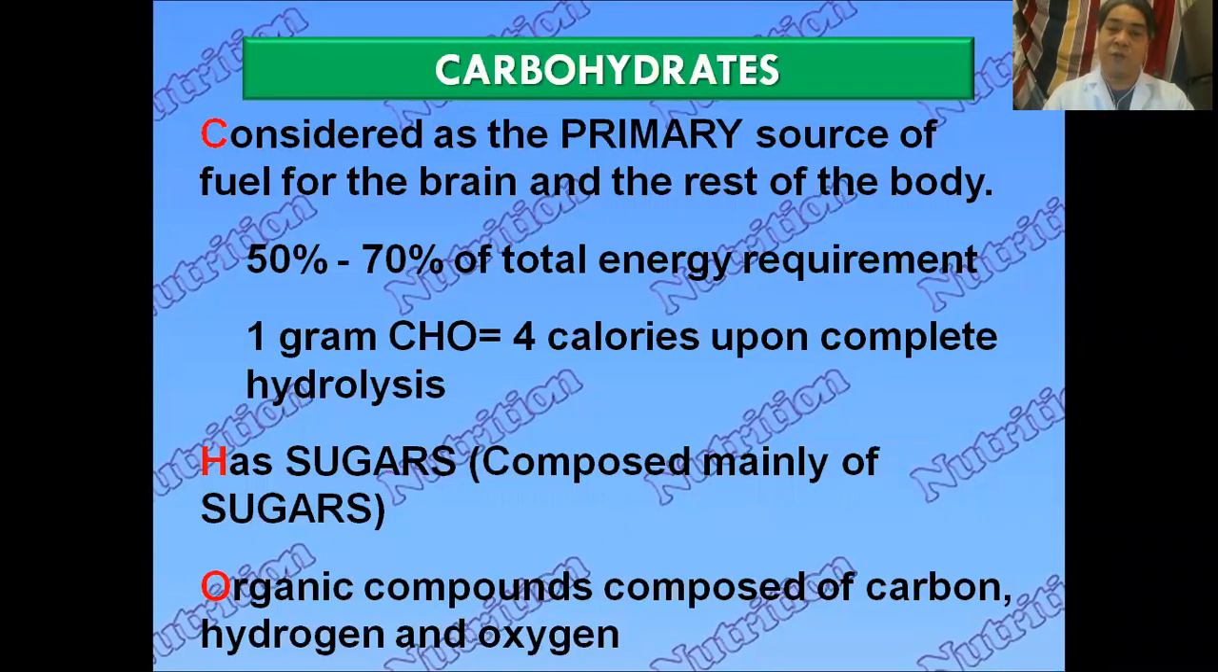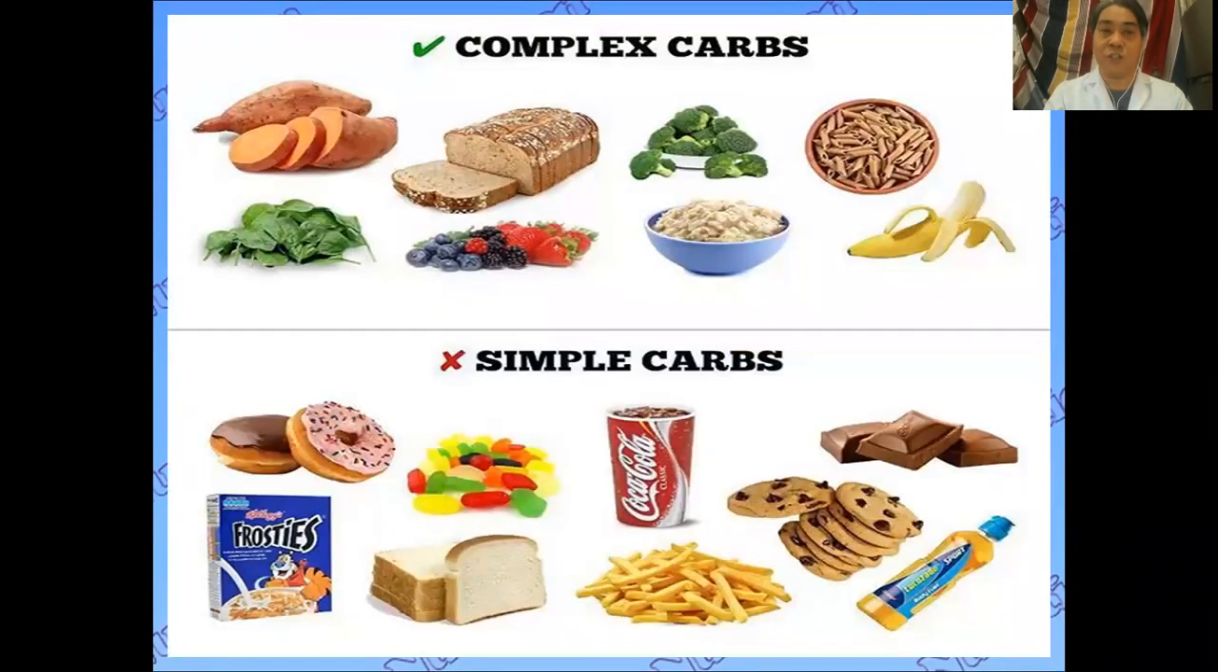Carbohydrates are composed mainly of sugars, coming from the Greek word saccharide, meaning starches and sugar. An organic compound composed of carbon, hydrogen, and oxygen. As advised, you have to eat complex carbs, or what we call polysaccharide, because this polysaccharide contains many monosaccharides linked together, like your starches, a stored form of carbohydrates in plants that supply energy for a long period of time.